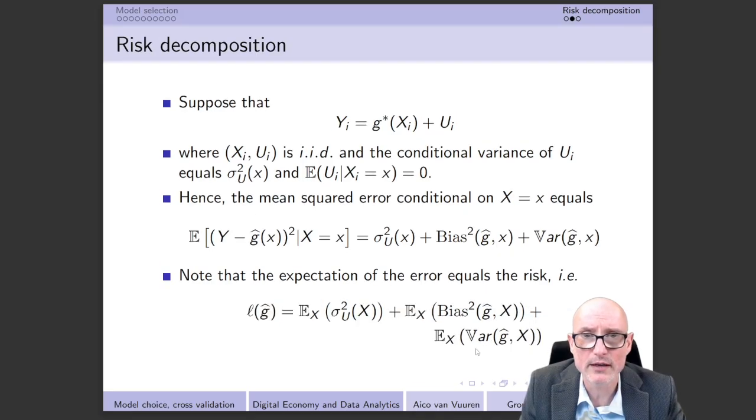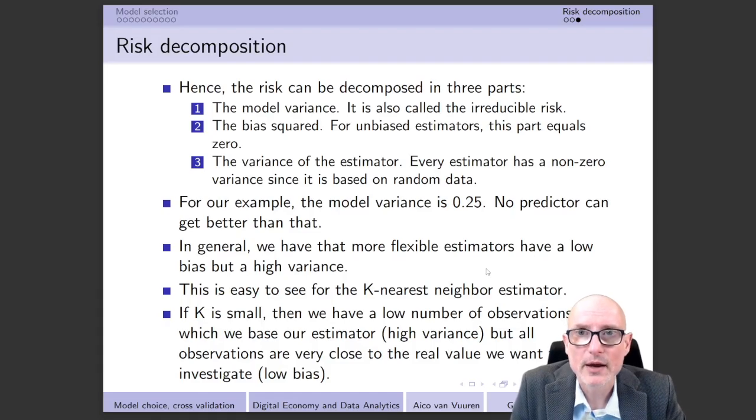So therefore, finally, what we're going to get is that our risk can be decomposed into 3 different terms. It's going to be the mean of this sigma squared u(x), plus the mean of the bias squared, and finally we're going to get the mean of our variance. In words, it implies that the risk can always be decomposed into 3 different parts.